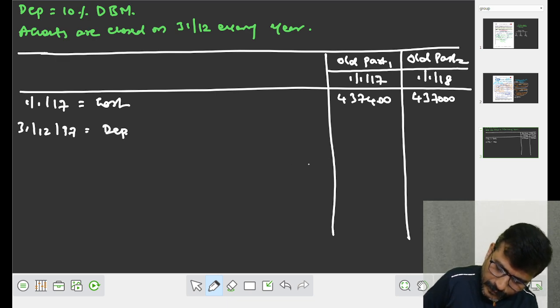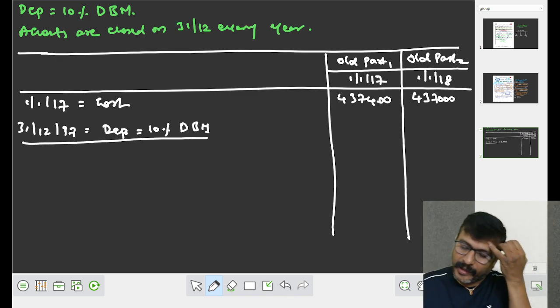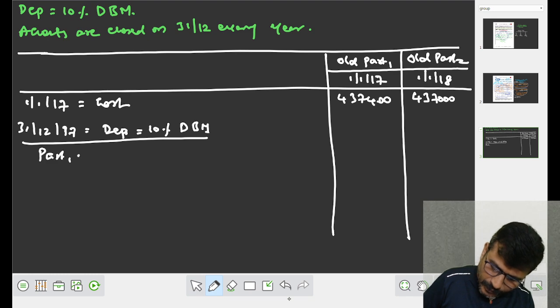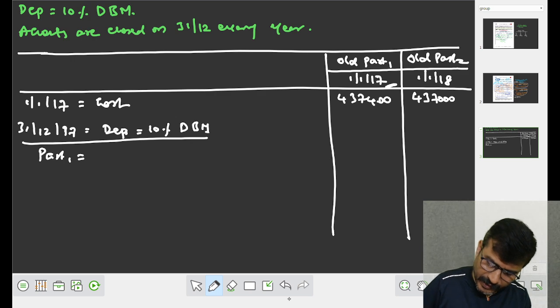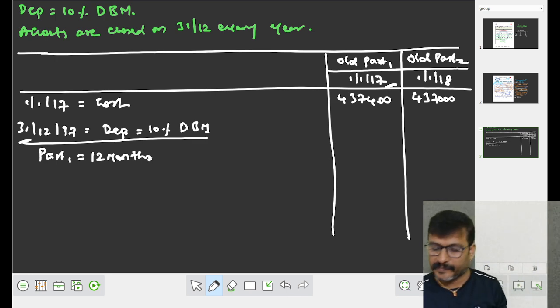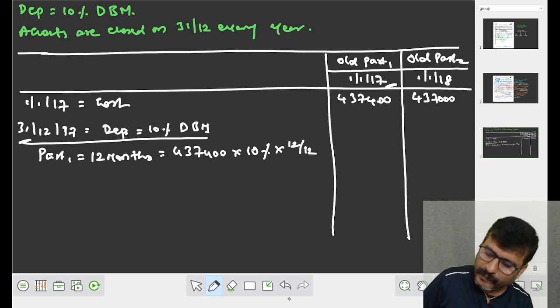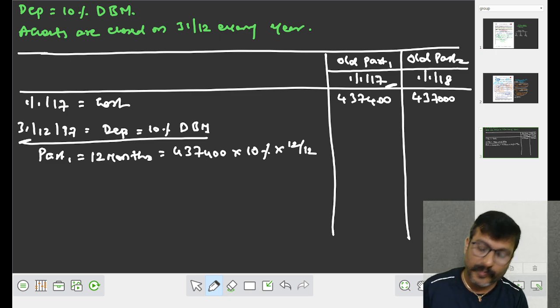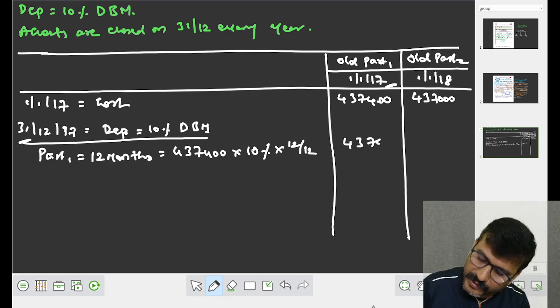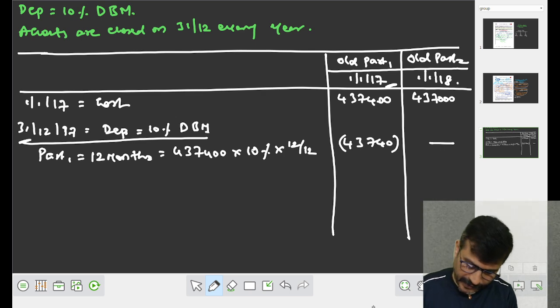Okay. Depreciation, what percent? 10% diminishing balance method. On what do we have to calculate? On part 1. How many months? Purchased on January 17, you are calculating for December 17. It is a depreciation of 12 months. Means 4,37,400 into 10% into 12 by 12. It comes to rupees 43,740. Nothing to be charged for part 2 because it is purchased on January 17.